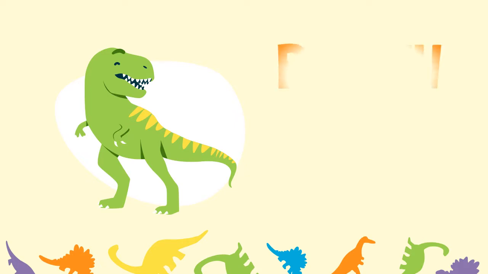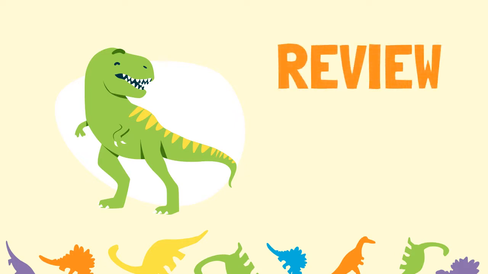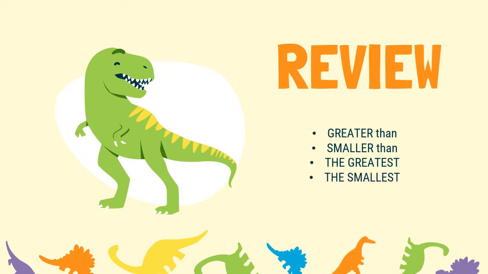Now, let's review. Last math time we already studied about comparing and ordering numbers. So you studied which number is greater than, which number is smaller than, which number is the greatest, and which number is the smallest. And of course, you already studied how to arrange them from the smallest to the greatest or from the greatest to the smallest.